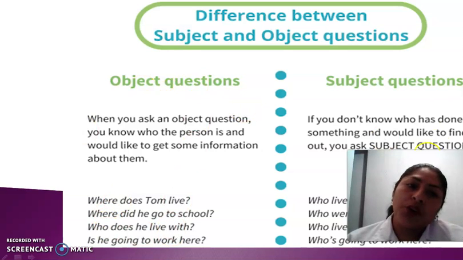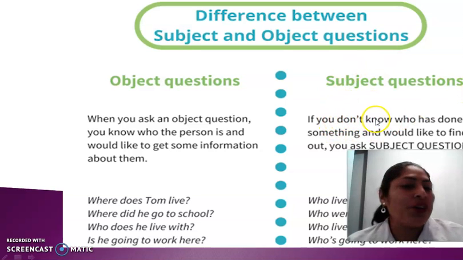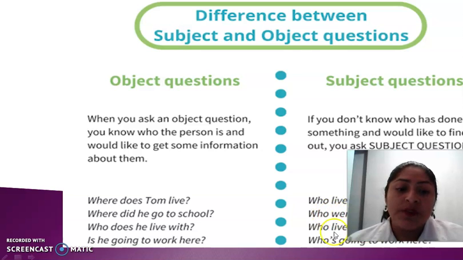And we talk about subject questions. We don't know who has done something and would like to find out. So you ask a subject question. For example, who lives here? Who went to this school? Who lives with Tom? Who is going to work here?